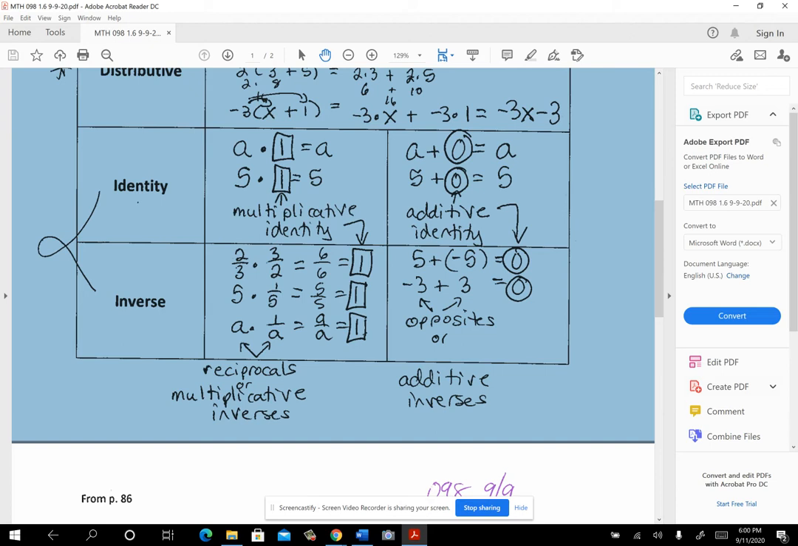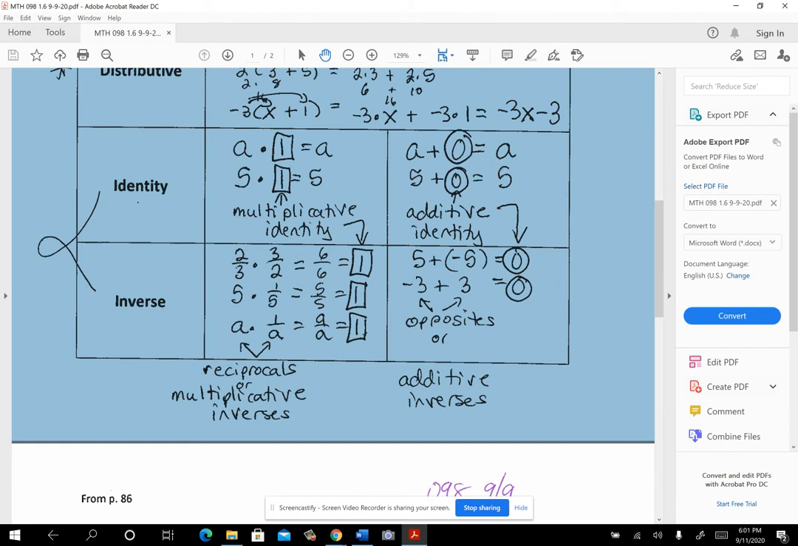The identity element of multiplication is 1. So if you multiply any number by 1, you get the number back. The identity element for addition is 0. So if you add 0 to any number, you get the number back again.